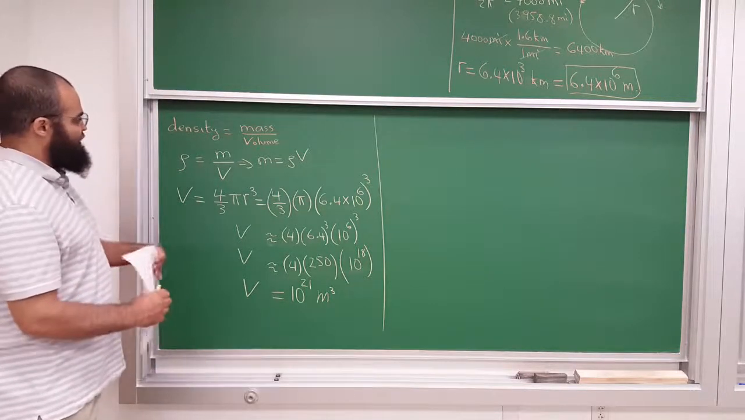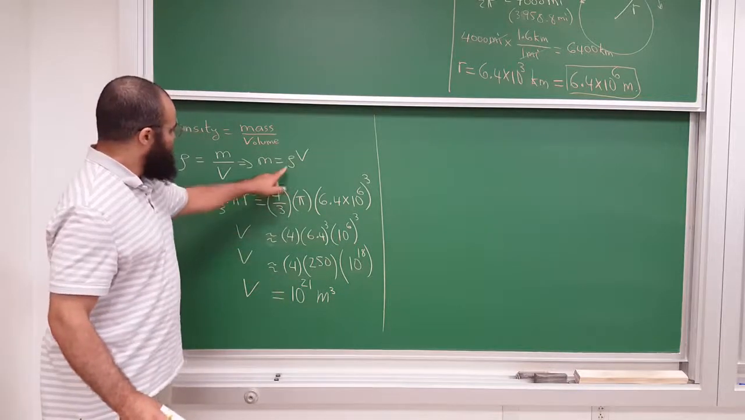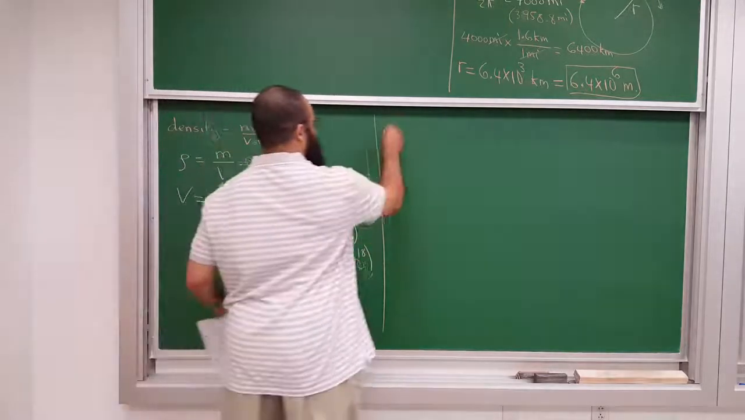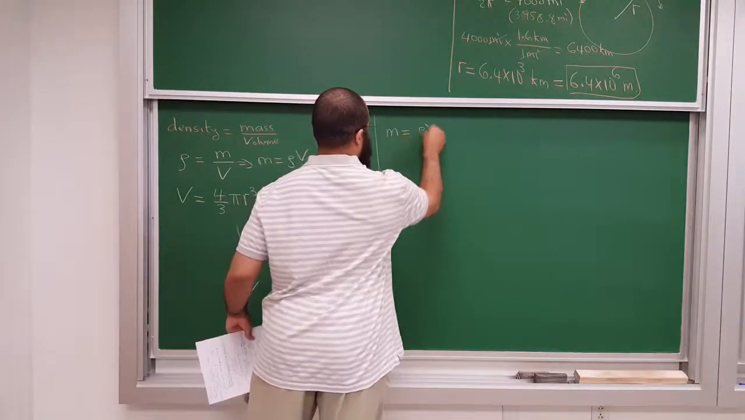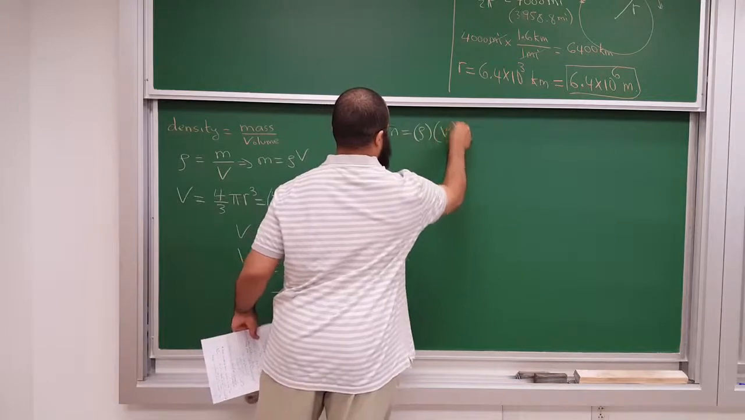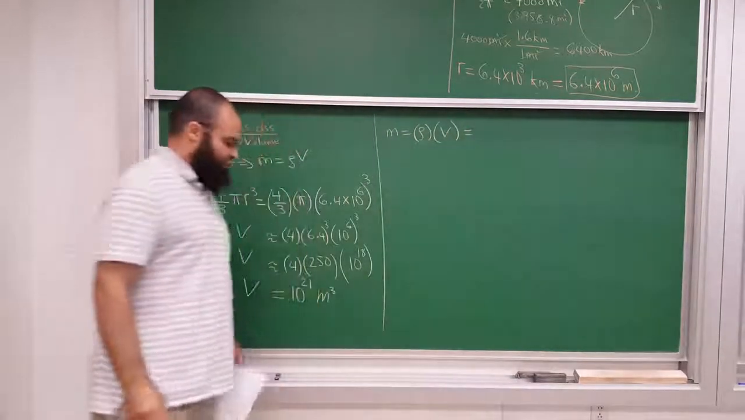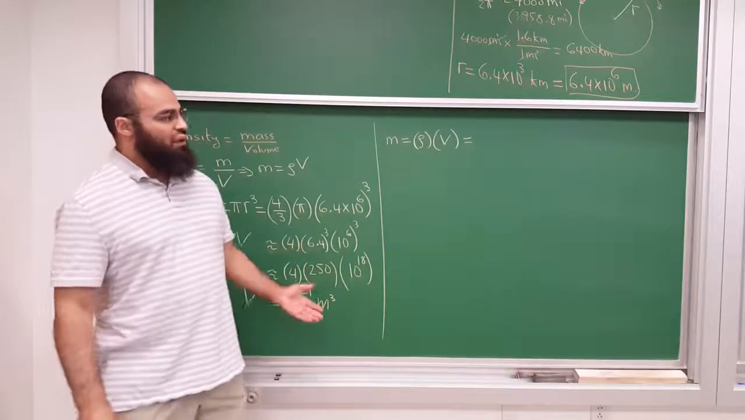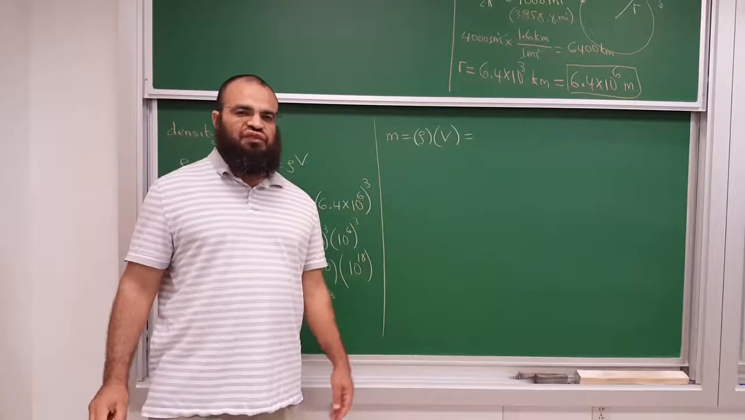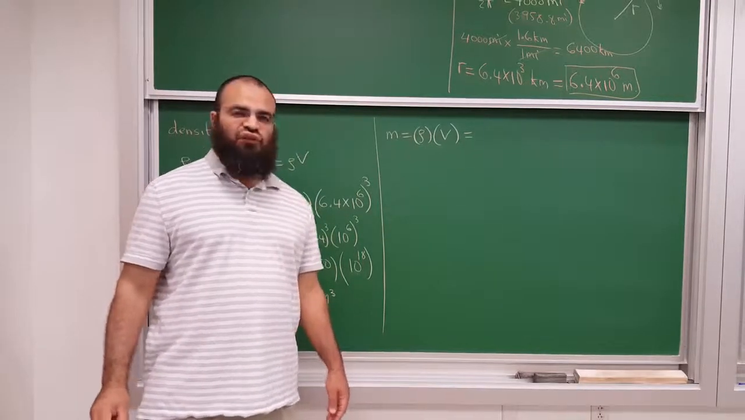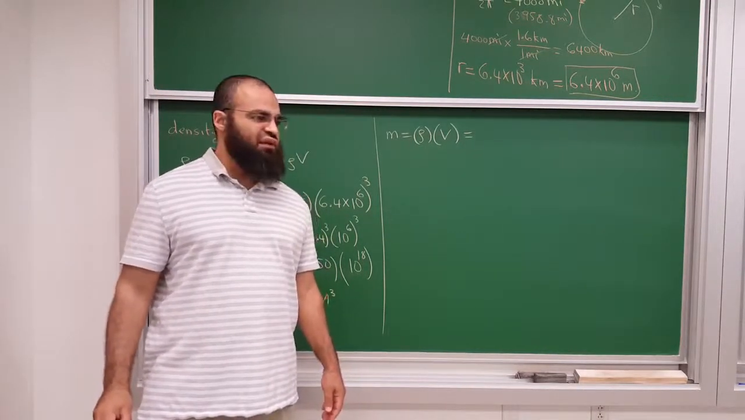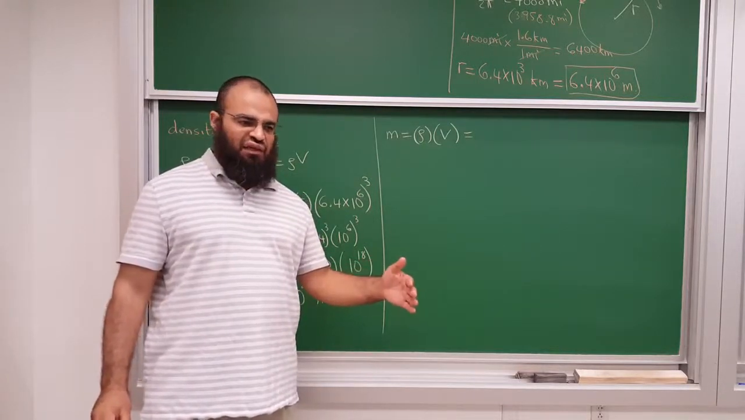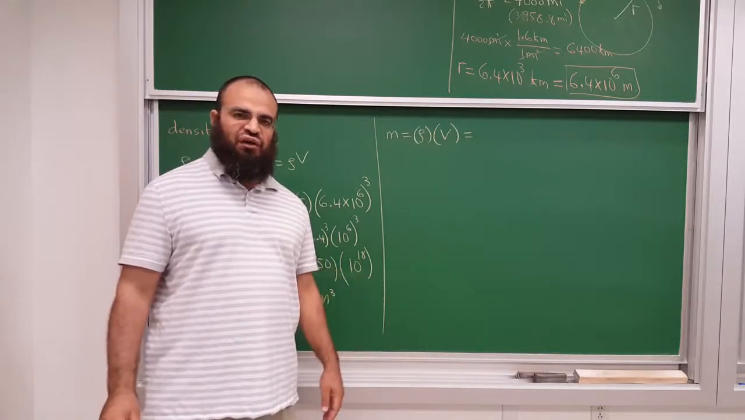So now the mass, I found the volume. The mass would be the density times the volume. So what would the density be? Well, we have to make certain assumptions. Earth, is it made of steel? No. Is it made of water? No. Is it made of sand? No. So it's denser than water, denser than sand, but probably not as dense as iron.